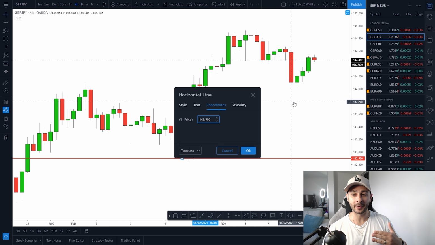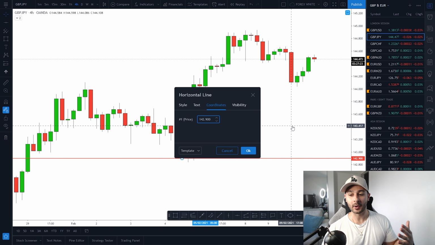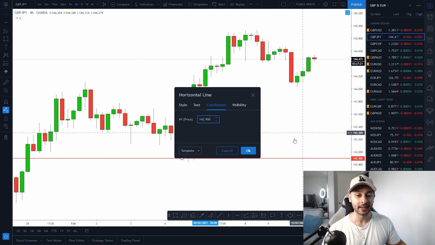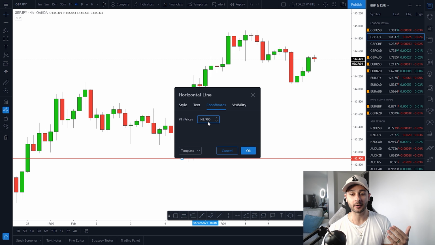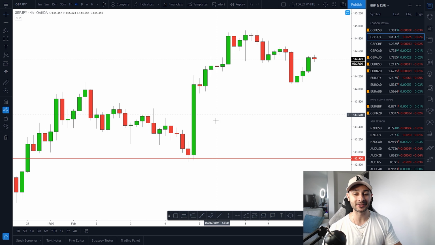It's not a random number like 143.784 or 143.417. It's like 142.900, 1.2100, 1.2950. They are even numbers, where it's 900, 800, 700, 140. The market responds to that very well. Without getting too off topic, sorry, I won't go into that too much.